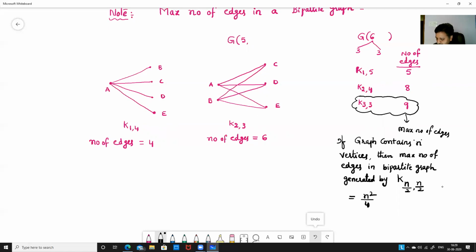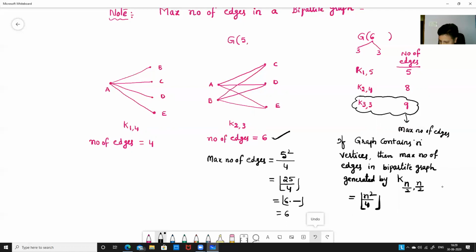Sometimes, suppose here n is equal to how much? In the first problem, n is equal to 5. Therefore, if I consider the max number of edges according to this formula, 5 square by 4, that is 25 by 4, which means 6 point something, correct? But actually, how many edges did we have? 6. So this formula is not giving the complete answer, right? Therefore, to get the complete answer, it must take the floor. Like this. Clear?